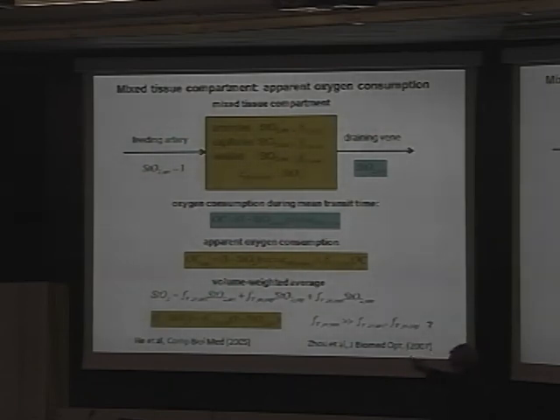So what we do is we just divide the tissue in the arterial part and the venous part, and we can then relate the apparent oxygen consumption to the true oxygen consumption just by this fractional volume of the veins. So what we measure, the apparent oxygen consumption, is always a lower bound, and the same applies for the apparent oxygen extraction fraction and the true oxygen extraction fraction.